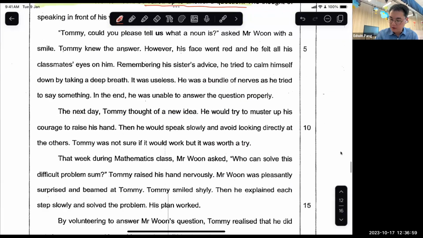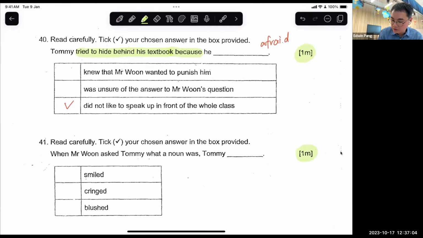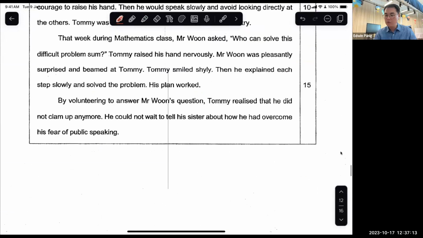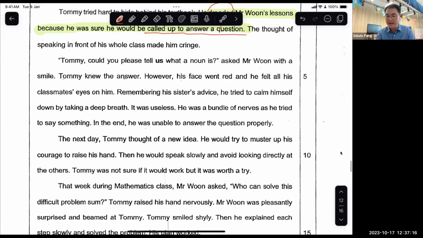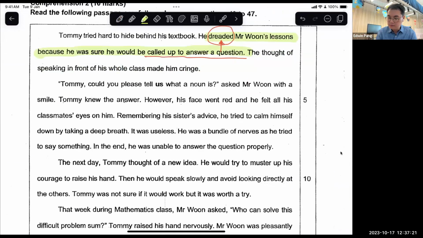The second question, okay. When Mr. Woon asked Tommy what was a noun, so when he asked Tommy what was a noun, what was Tommy's response. Okay, so let's go look again in the passage. Okay, so I'm showing you what I'm doing to annotate. It's very easy, right? I'm just highlighting, right? Okay, so can you see here? Okay, this is where it happened, right? So his face went red and he felt all his classmates' eyes on him. This is what happened when he was asked the question, right?